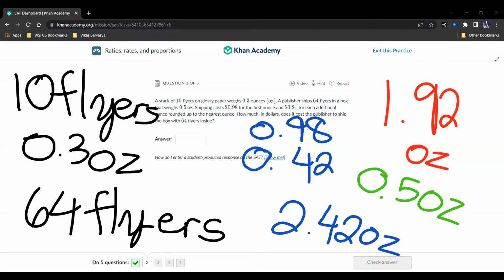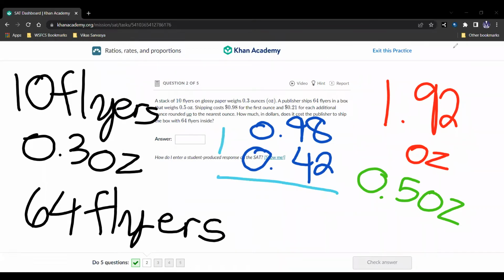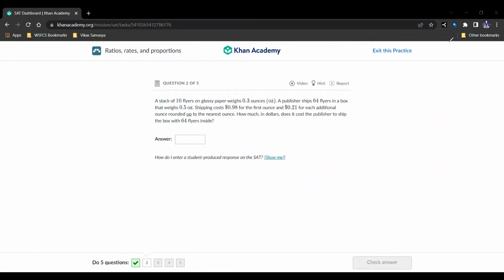cents. And we can erase this down here. And when we add this up, we get $1.40 as our answer. So it costs $1.40 to ship those 64 flyers inside, since we had to round up for each additional.